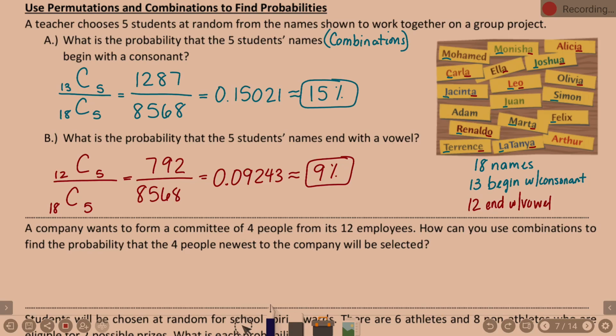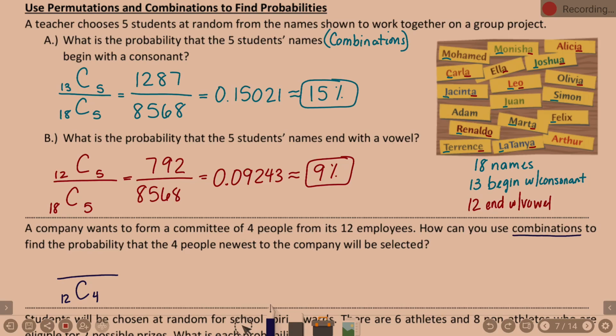Well, they gave us a hint here, yes? How can you use combinations? 12C4. Okay, so 12C4 is going to be my denominator because we have 12 employees, and we're trying to form a committee of 4. So you're picking 4 at a time. And you're just picking a committee, so order doesn't matter, that's combinations.